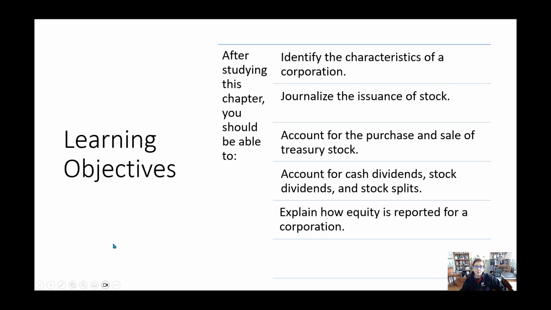And so our learning objectives are to identify the characteristics of a corporation, journalize the issuance of stock, account for the purchase and sale of treasury stock, account for dividends that are cash dividends and stock dividends, as well as stock splits, and then we're going to look at how equity is reported for a corporation. You'll see some of the things here are review from topics that we've looked at earlier in the course.